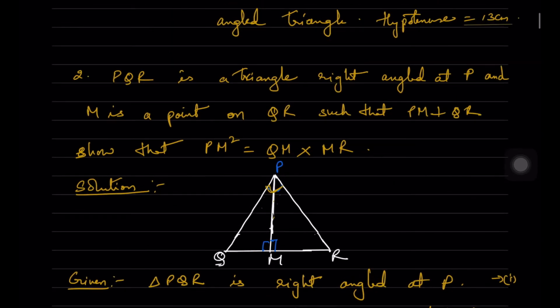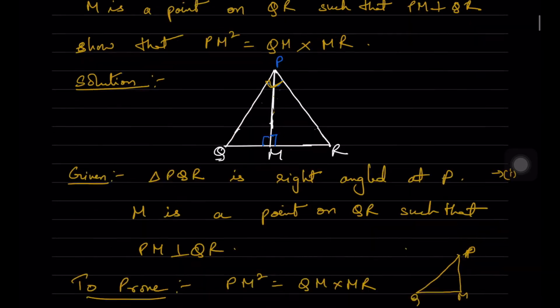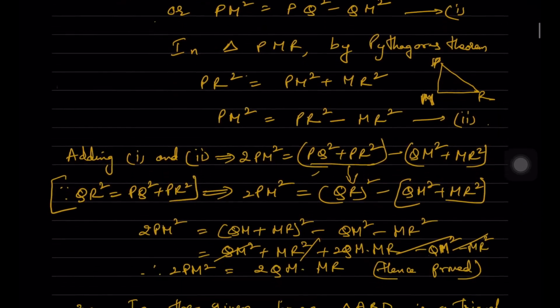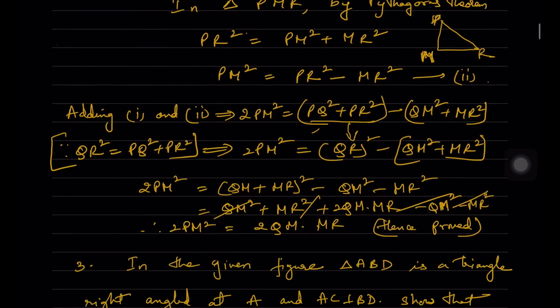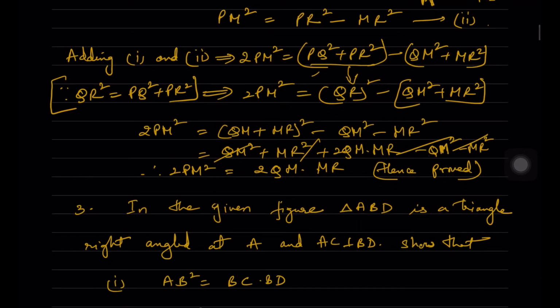Since you have seen that PM is the perpendicular bisector of QR, it divides it into two equal parts, so QM plus MR. So you can write it as QM plus MR whole square minus QM square. Taking this minus sign inside, you get minus QM square minus MR square. So what is QM plus MR whole square? It's equal to QM square plus MR square plus 2QM into MR, minus QM square minus MR square. You are expanding this using the A plus B whole square formula.